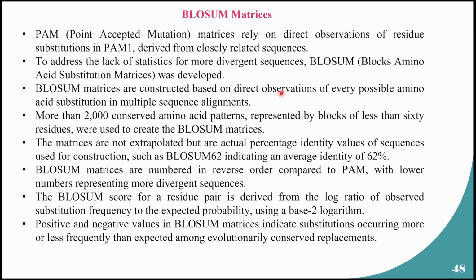So for PAM, lower scores are for closely related sequences, whereas for BLOSUM, lower scores are for distantly related, diverging sequences, right? So that was the BLOSUM matrix.